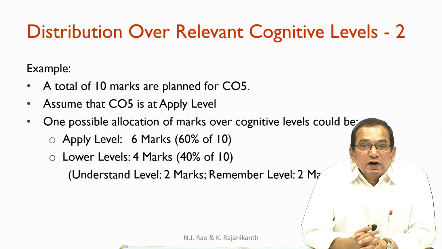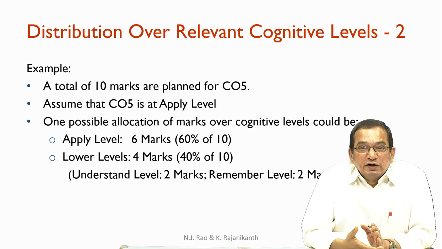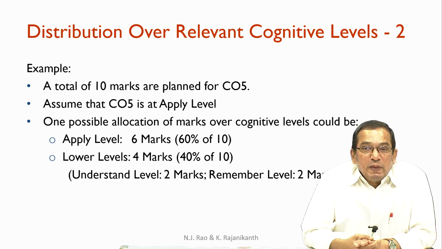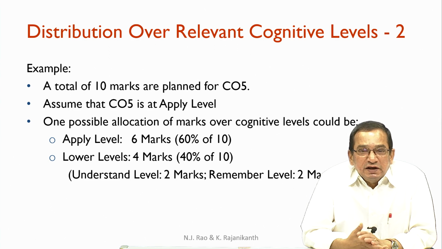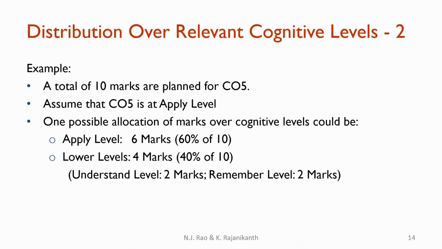One example again, we have seen CO5, a total of 10 marks are planned for CO5. Now, assume that CO5 is at apply level, then how many marks do I allocate to apply level and how many marks do I allocate to lower levels of understand and remember. So, this is one choice where the instructor has decided to have 6 marks for assessment items at apply level and 4 marks for assessment items at lower levels. These 4 marks again are split into 2 marks at understand level and 2 marks at remember level.